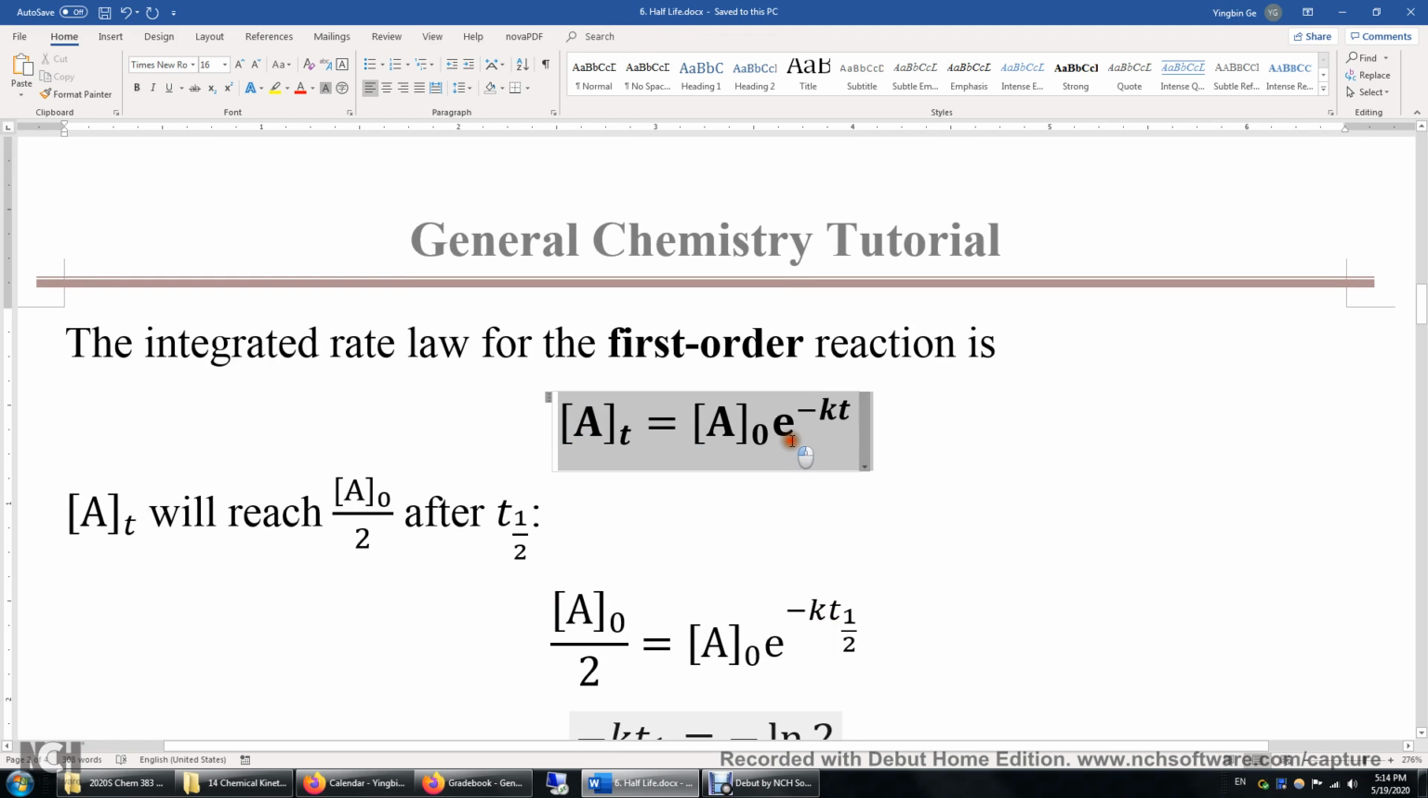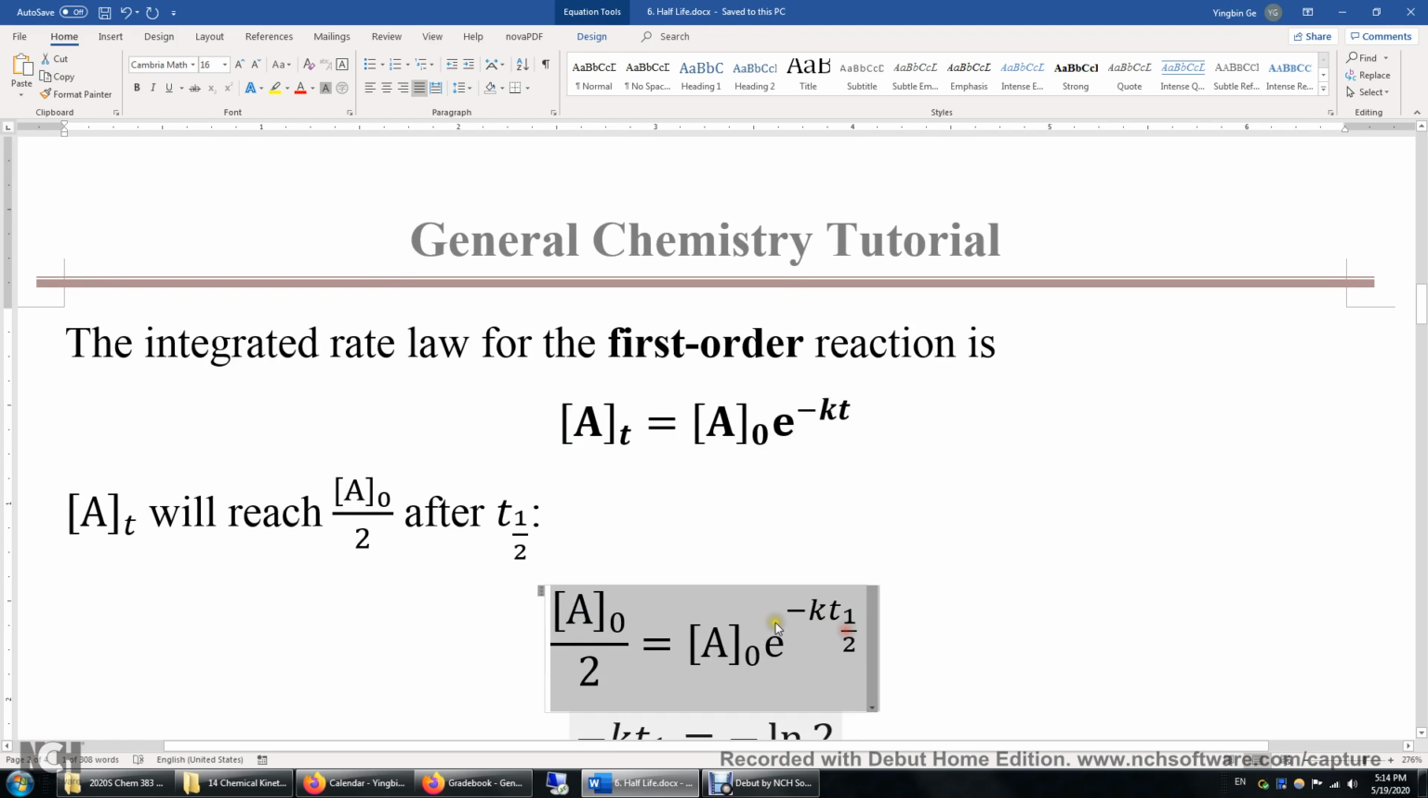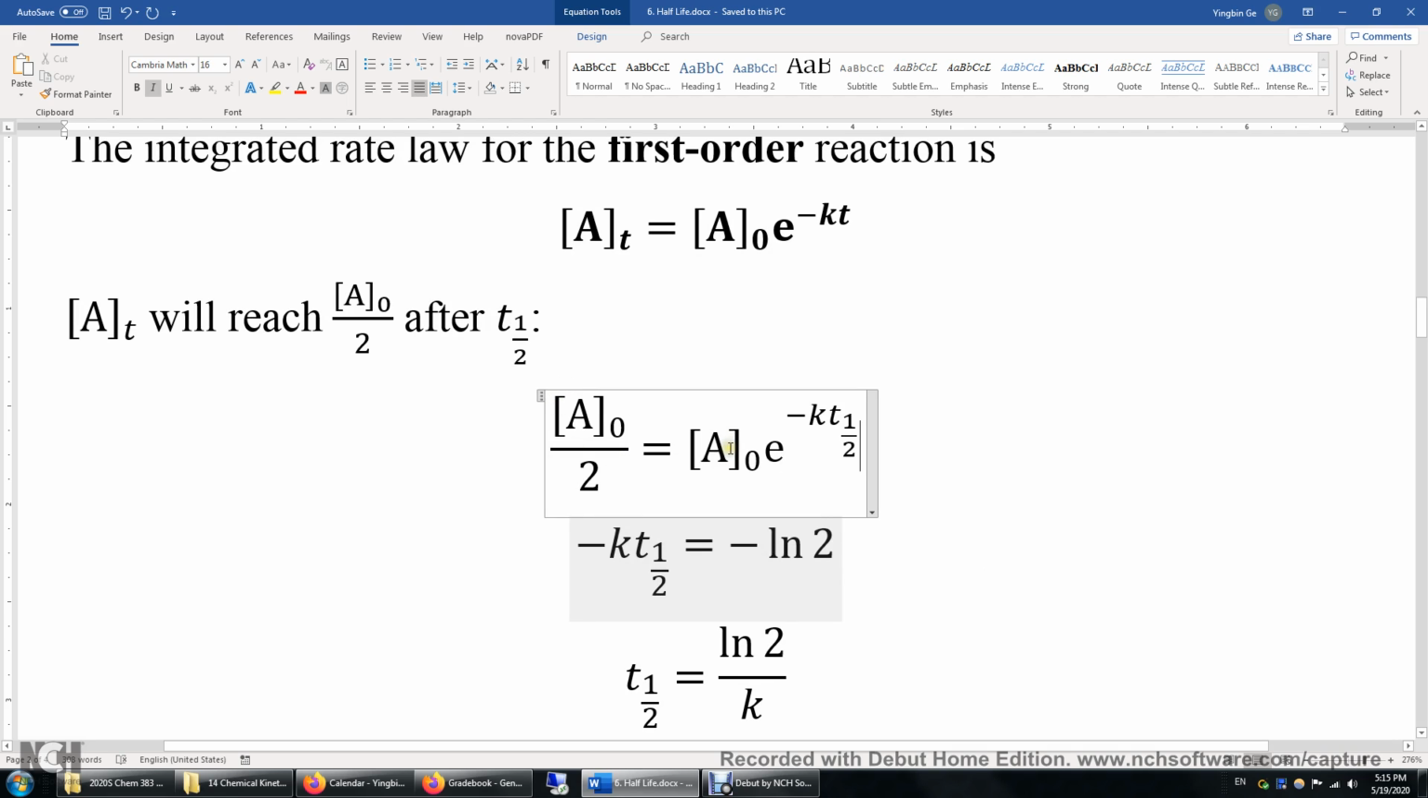Again, if you compare this equation and this equation, we simply replace this concentration of A at time t with the concentration of A at half-life. And what's the concentration of A at half-life? It's just half of the initial value of A. And then again, t should be replaced with half-life, t sub 1/2. And then we solve this equation. A naught and A naught cancel. On the left-hand side, you have 1/2.